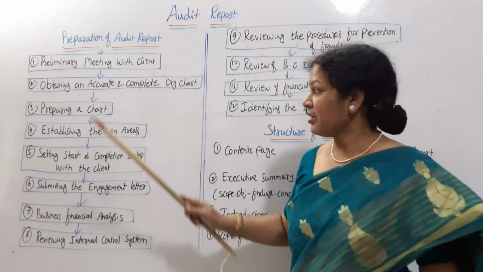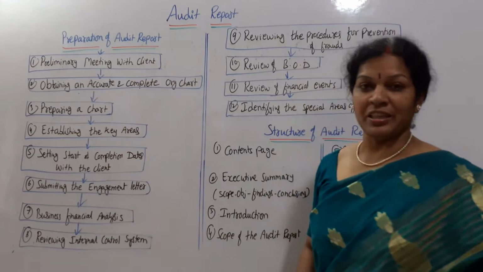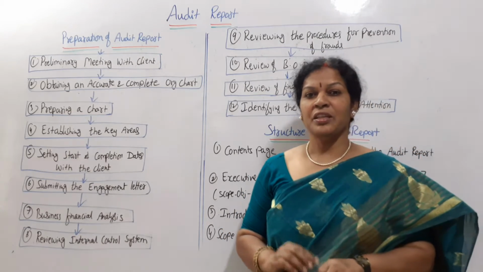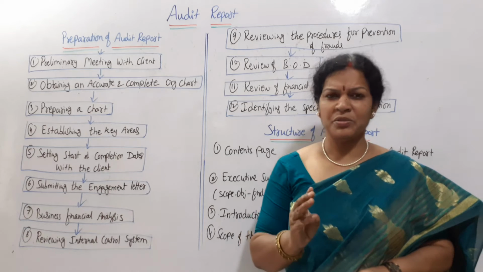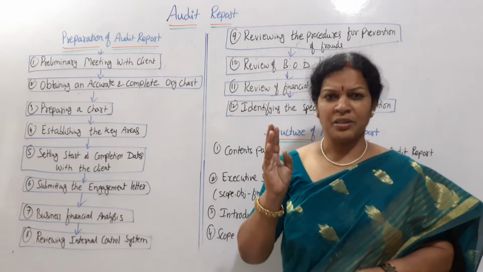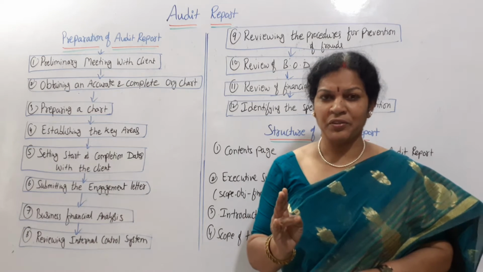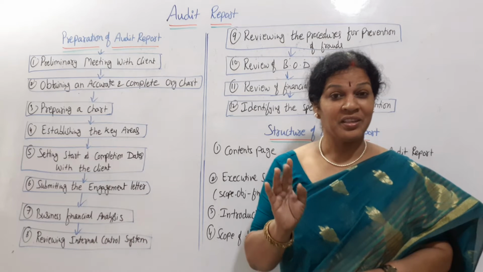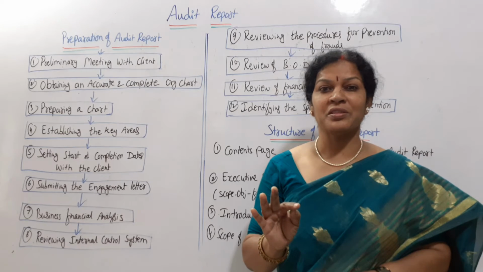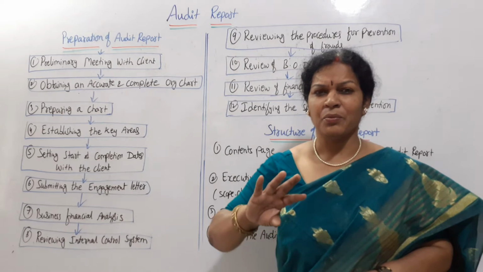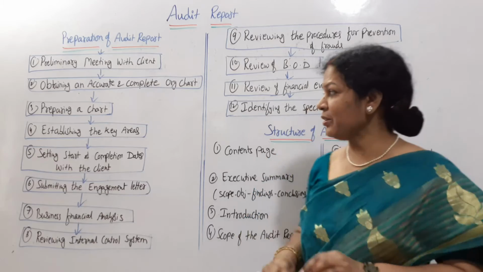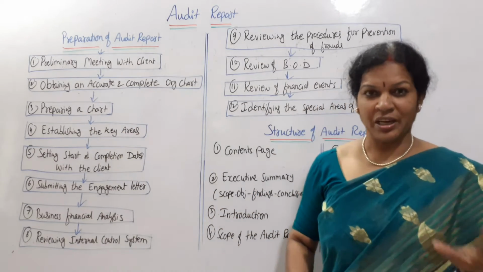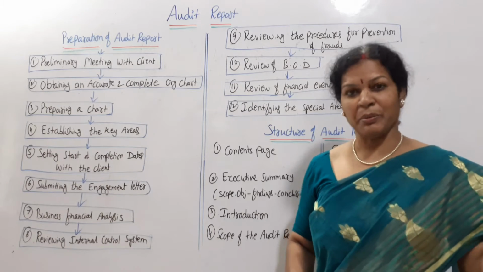Then after that, establishing the key areas. Throughout the audit work, what are the main areas he found? Some problems he might have faced, some hurdles, some issues, and there may be some mistakes, errors, or frauds. He has to identify those key areas and keep them aside before preparation of the audit report.